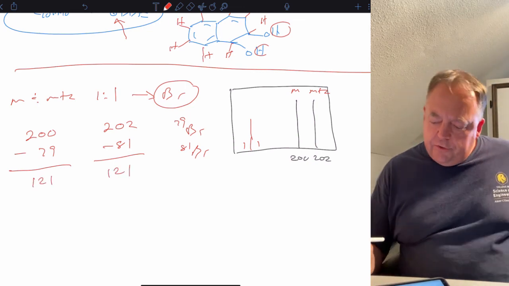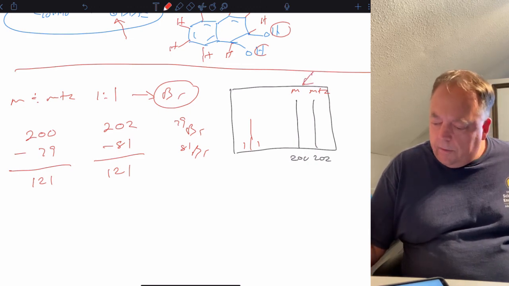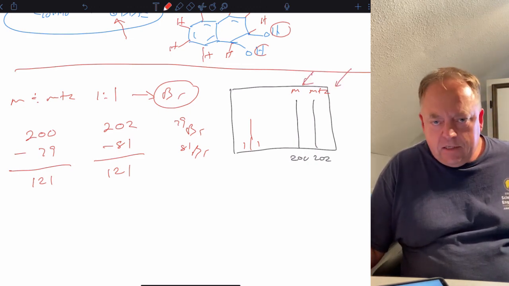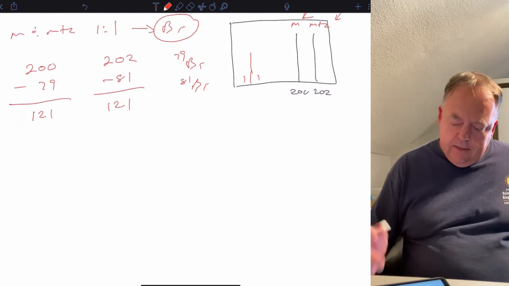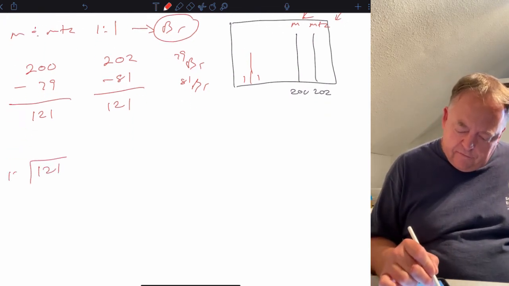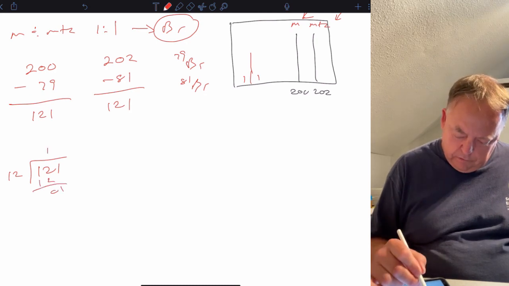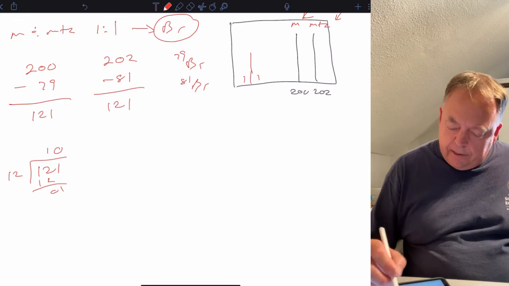Right? So you just have to remember, if you're using the lower mass, subtract off the lower mass isotope. If you're using the higher mass, subtract off the higher mass isotope. So then we're going to do something similar. We're going to take what's left and divide by 12. So that goes 10 times with a remainder of 1.